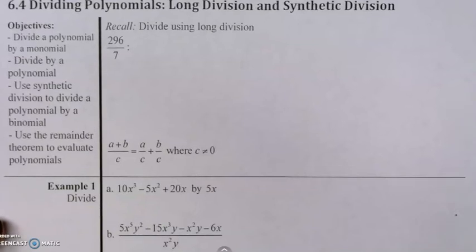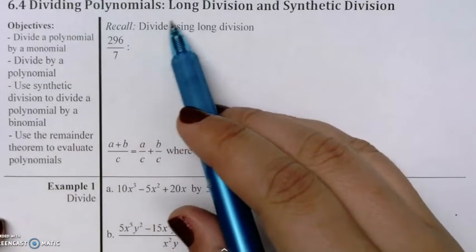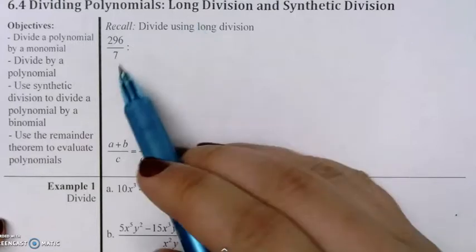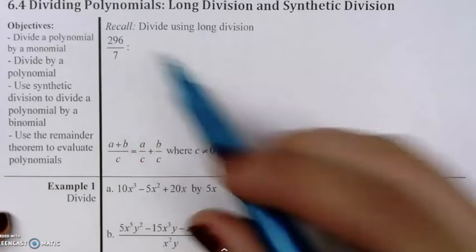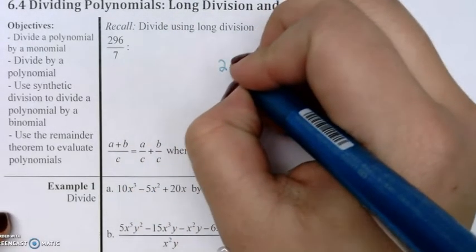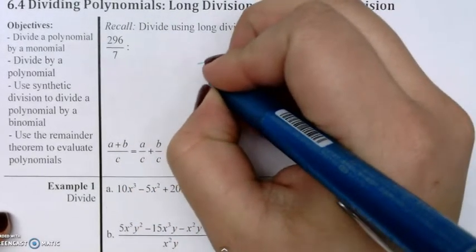Welcome to the 6.4 notes, dividing polynomials with long division and synthetic division. We're going to start by looking at dividing just numbers using long division. So we say 296 divided by 7.